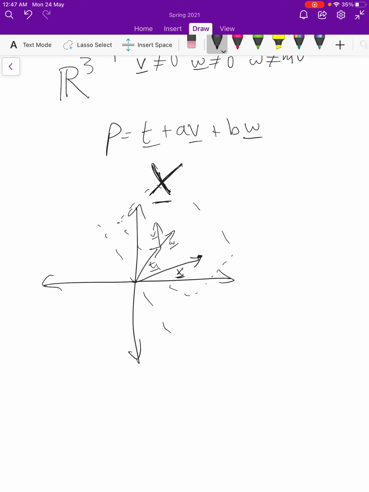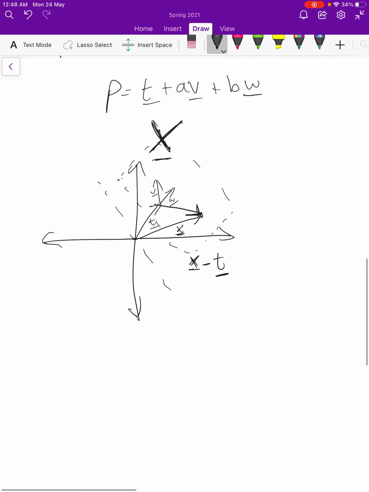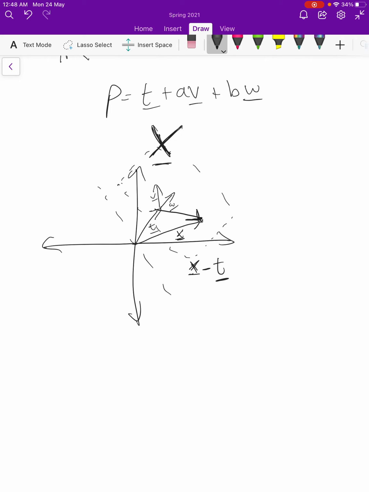But we have something that is. And that's going to be this vector right here. Or the vector that goes in the opposite direction, minus of this vector. Now what is this vector? I'll just tell you guys what it is. It's just x minus t. You can figure that out yourself using probably the parallelogram law, however you want.